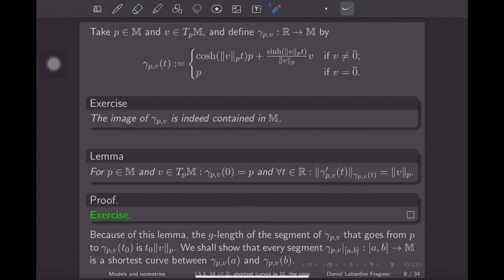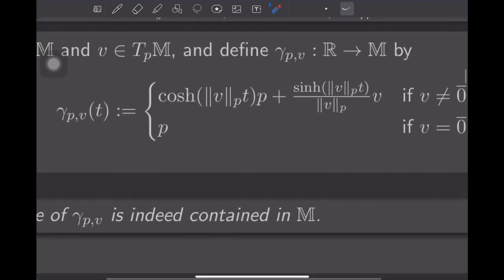Right, and my candidate to do that is this function. So that at time t, you see this looks similar to the usual parametrization of the circle, cosine, sine, looks similar. Except that of course it has to be modified and there has to be some hyperbolic stuff there. Oops, what happened?